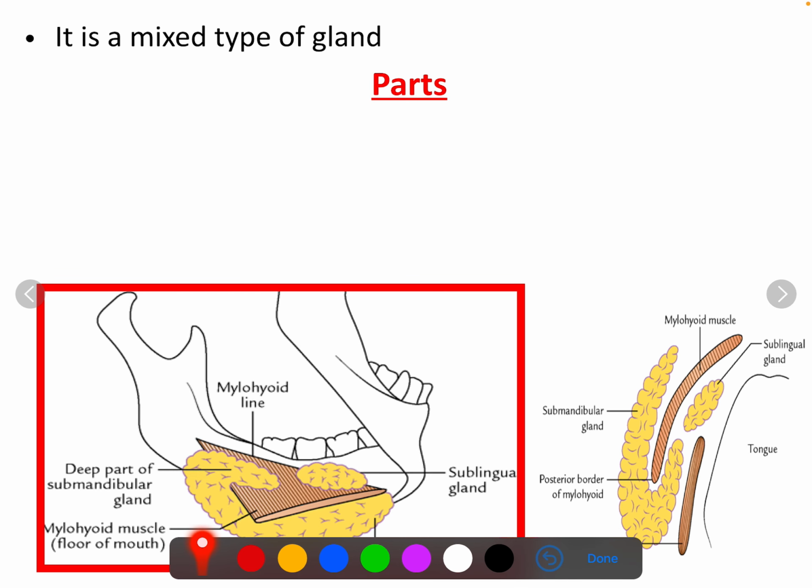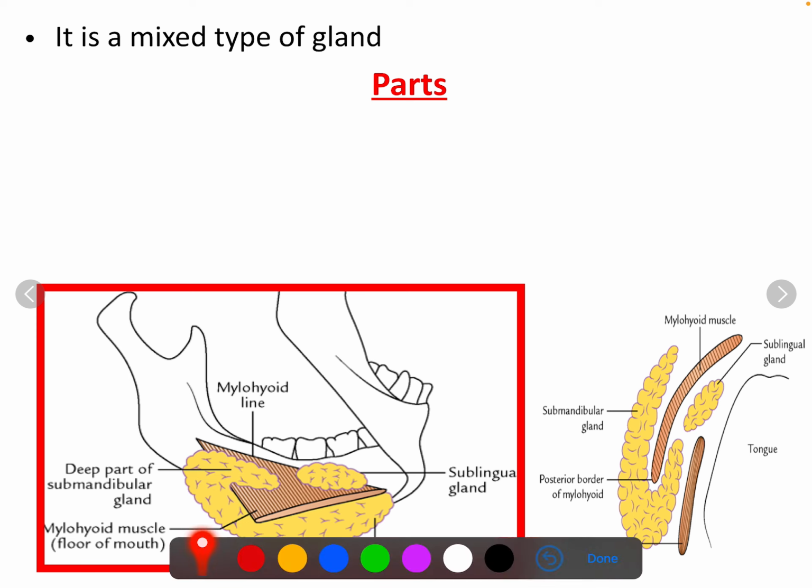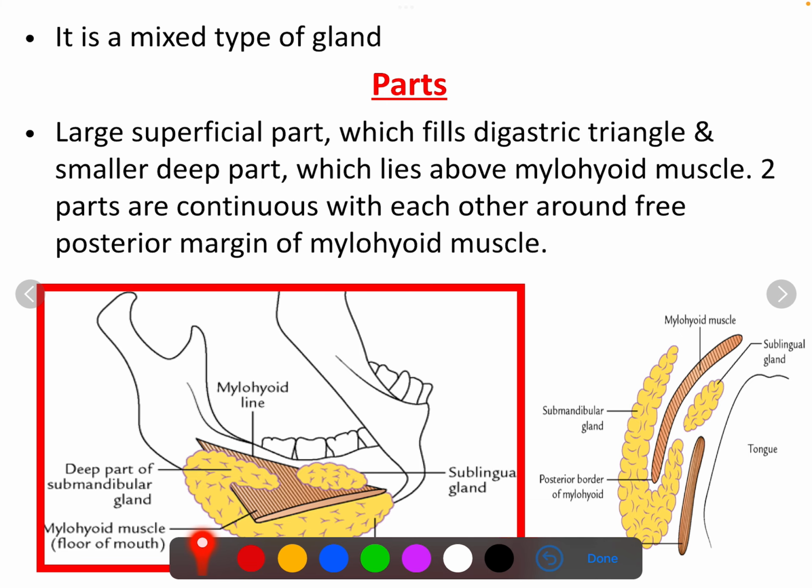The submandibular gland is divided into two parts, a large superficial part and a small deep part. The large superficial part is located below the mylohyoid muscle, and it fills the digastric triangle. The small deep part is located above the mylohyoid muscle. The two parts are continuous with each other at the posterior margin of the mylohyoid muscle.